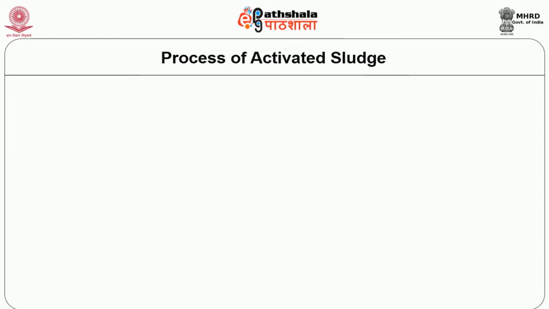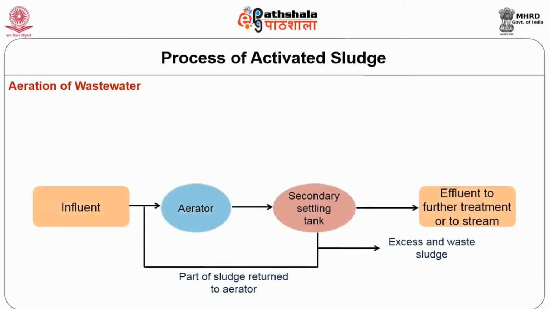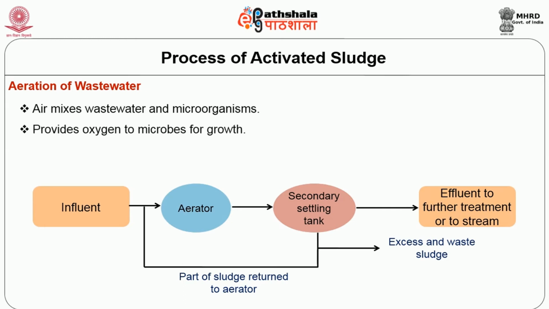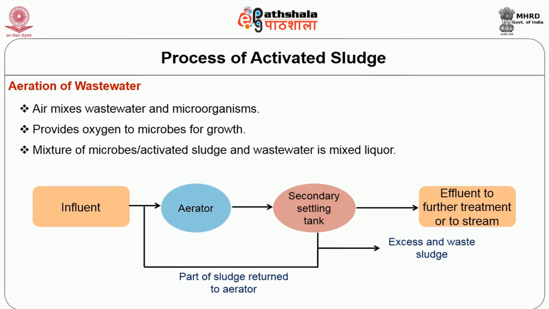Next, we are going to see the process of the activated sludge. The first step in the activated sludge process is the aeration of wastewater. Air mixes with the wastewater and microorganisms so that oxygen is provided to the microbes for growth. The mixture of microbes or activated sludge and wastewater is called mixed liquor.